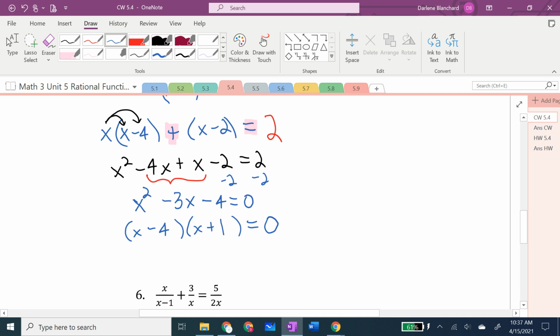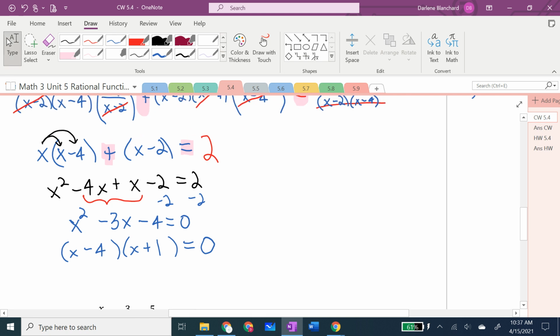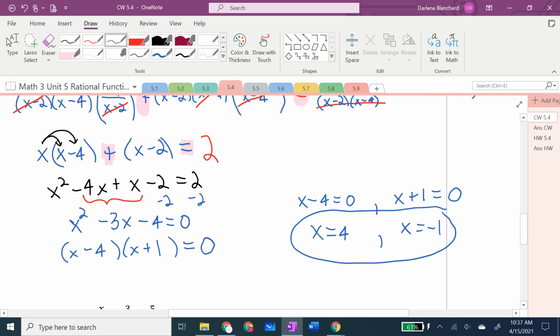And then, once you have factored and you've got it equal to 0, do you remember the next step? Set each factor equal to 0, right? And then add 4 to get a solution of x equals 4. Subtract 1 to get a solution of x equals negative 1. These are both solutions as long as they do not make a denominator 0.